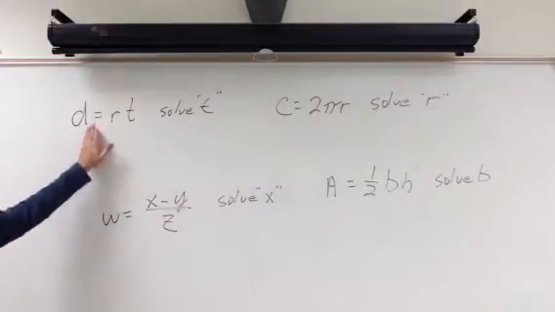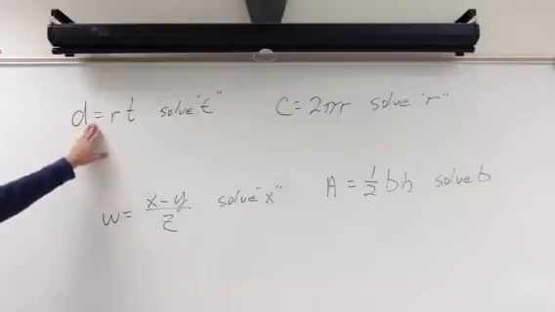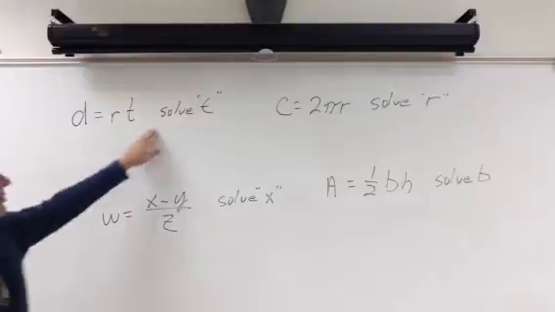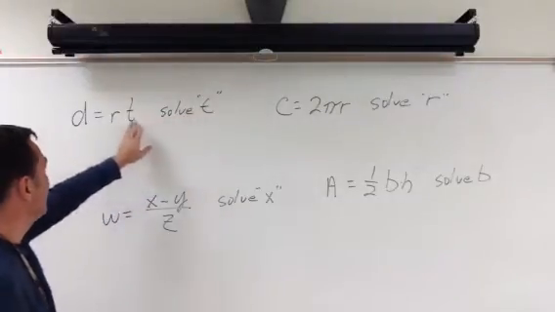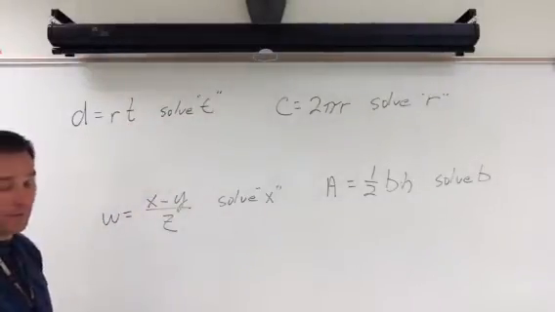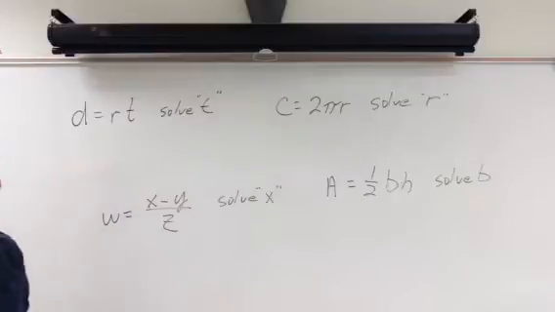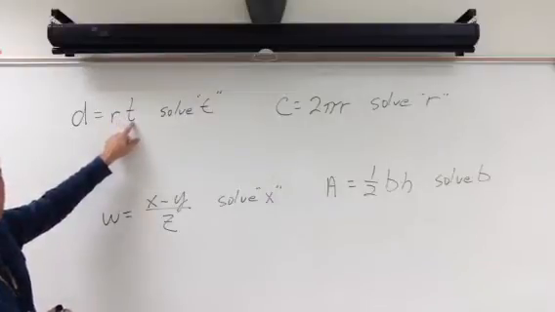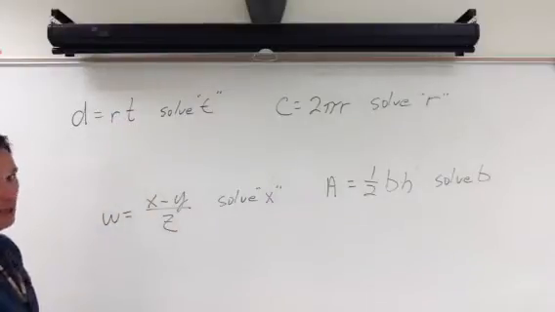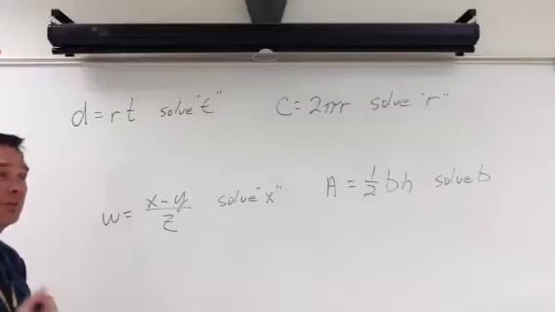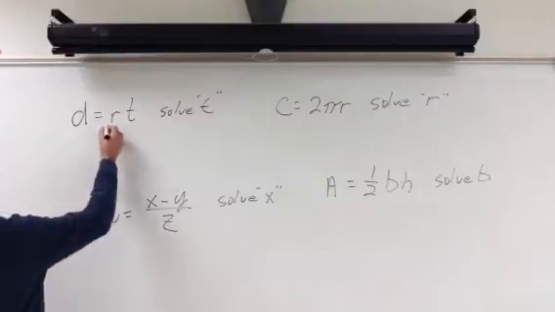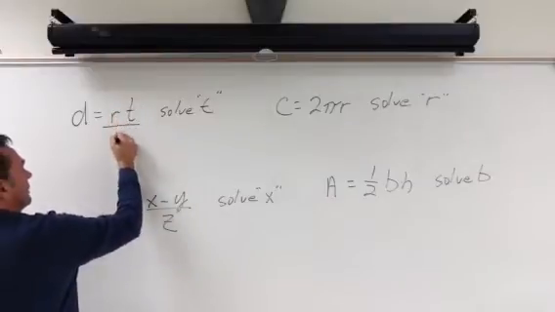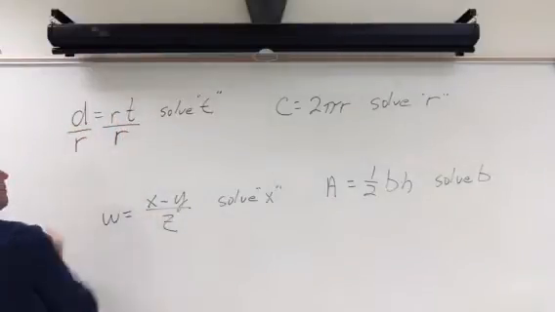So the first equation we have, if you notice, this is the distance formula. D equals R times T. We want to solve for t, which means we want to get t all by itself. So when we're looking at this, we want to ask ourselves, what is this variable doing to the t? It's multiplying it. So how do we undo multiplication? We divide by it. So in order to get t by itself, we want to divide both sides by r.